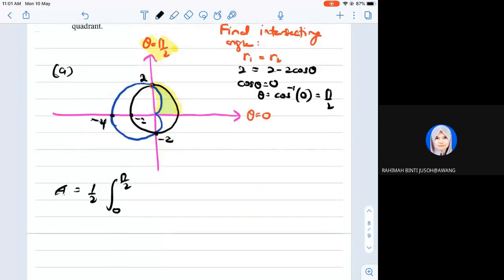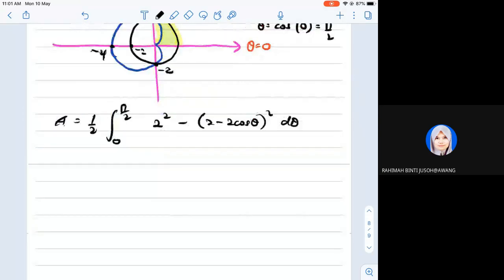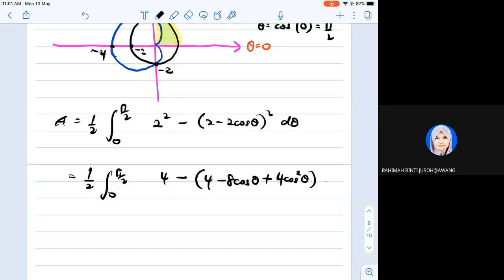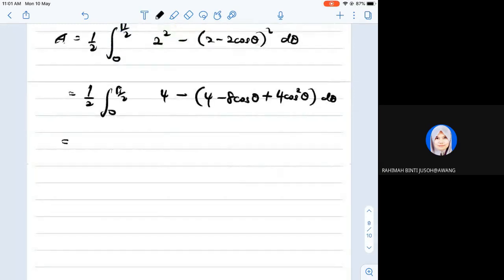Circle is 2 squared minus 2 cos theta squared d theta. So we will have 1 over 2, 0 until pi over 2. So 4 minus, expand this squared. So we have 4 minus 8 cos theta plus 4 cos squared theta d theta like this. Okay. So we have 1 over 2, 4 minus 4, finished.